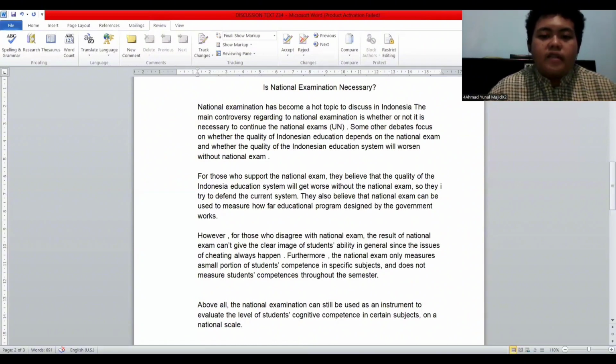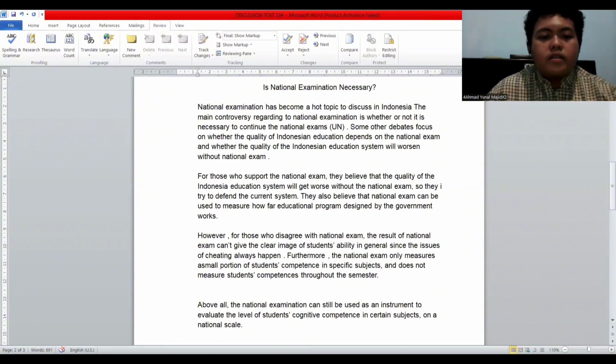They also believe that the national exam can be used to measure how far the educational programs designed by the government are working. So they also say that the national examination can be used to measure the extent to which educational programs created by the government are working.